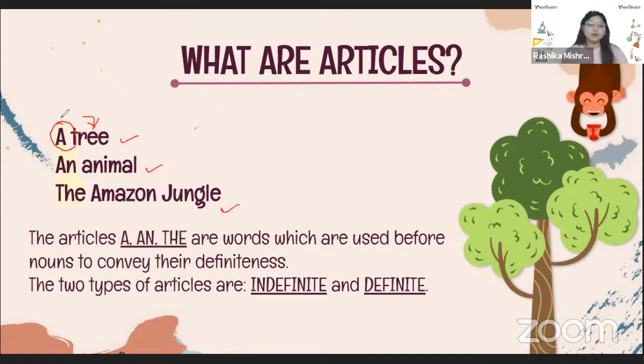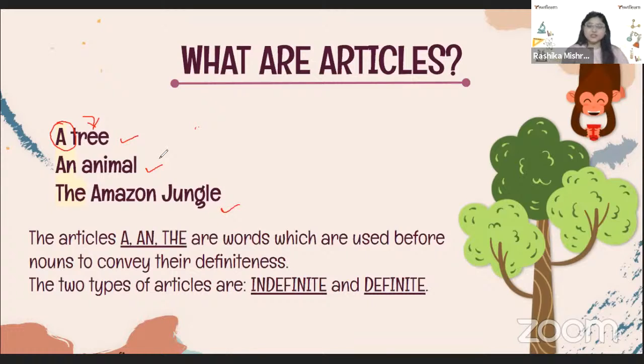Okay, so now let's have another word, an animal. When we pronounce animal, it sounds like it starts with a vowel sound, right? That is why we have put an here as an article. And the last is the Amazon jungle.